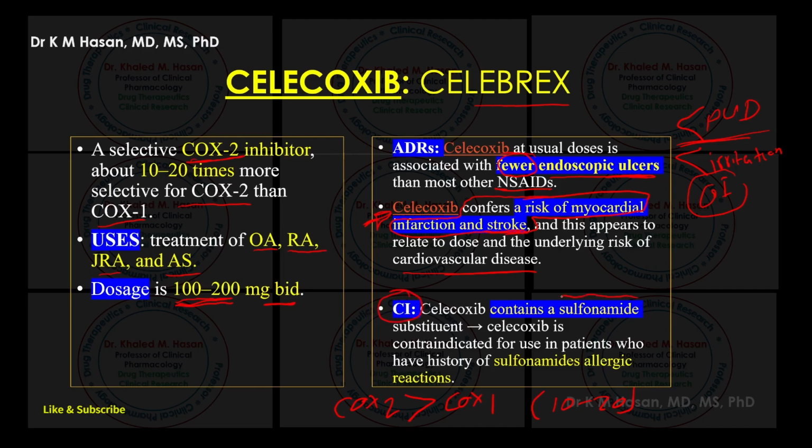They said the chemical nature of Celecoxib belongs to the sulfonamides. And sulfonamide is considered the second most popular medication class in causing allergic reactions. The first one is penicillin, the second one on the list is sulfonamide. Because the chemical structure of Celecoxib belongs to the sulfonamides, there's an increased risk of sulfonamide allergic reaction. So two drawbacks regarding Celecoxib. Number one, increased risk of myocardial infarction and stroke. And number two, because of the sulfonamide chemical nature, there is a risk of allergic reaction.